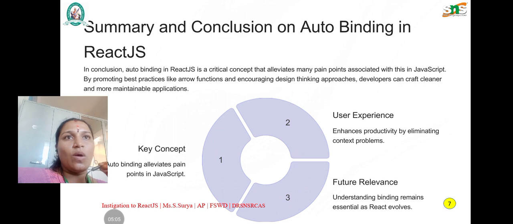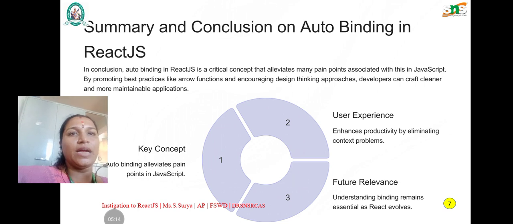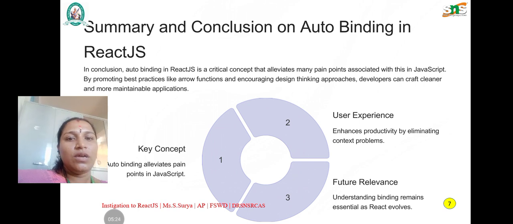Finally, to avoid errors and improve performance, we use auto binding. Functional components along with hooks handle binding internally and automatically, making event handlers simpler and cleaner. Future elements of binding remain essential as React evolves. So thank you all.